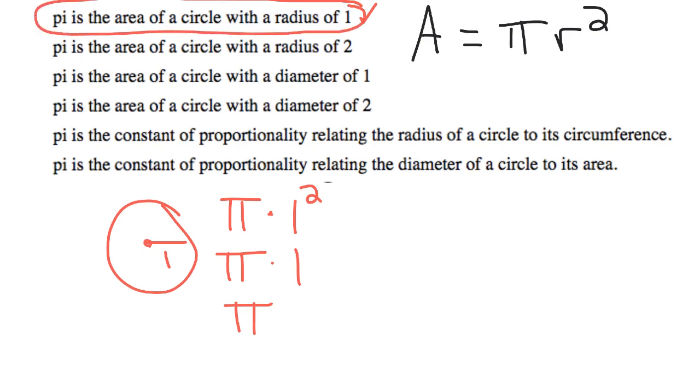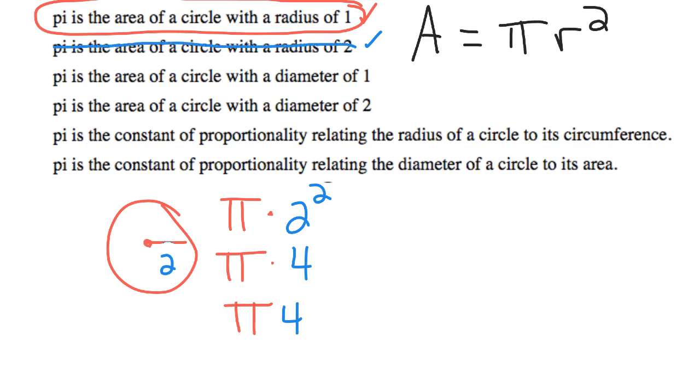All right, so let's take a look at the second one here, radius of 2. Now, had this been a radius of 2, everything here would have changed a little bit. We would have had 2 here, and it would have been 2 squared, and that would have been 4, and then it would have been 4 pi. Oh, 4 pi is not correct, so this one will not work. So let's get rid of that one right there.